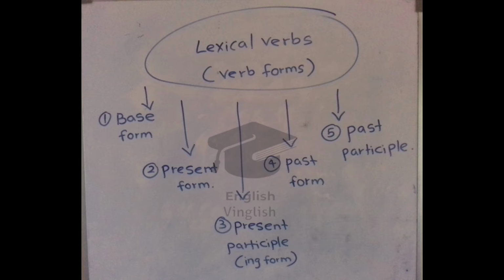Mainly there are 5 verb formations. First, base form. Second, present form. Present participle, past form, and the last one is past participle form.